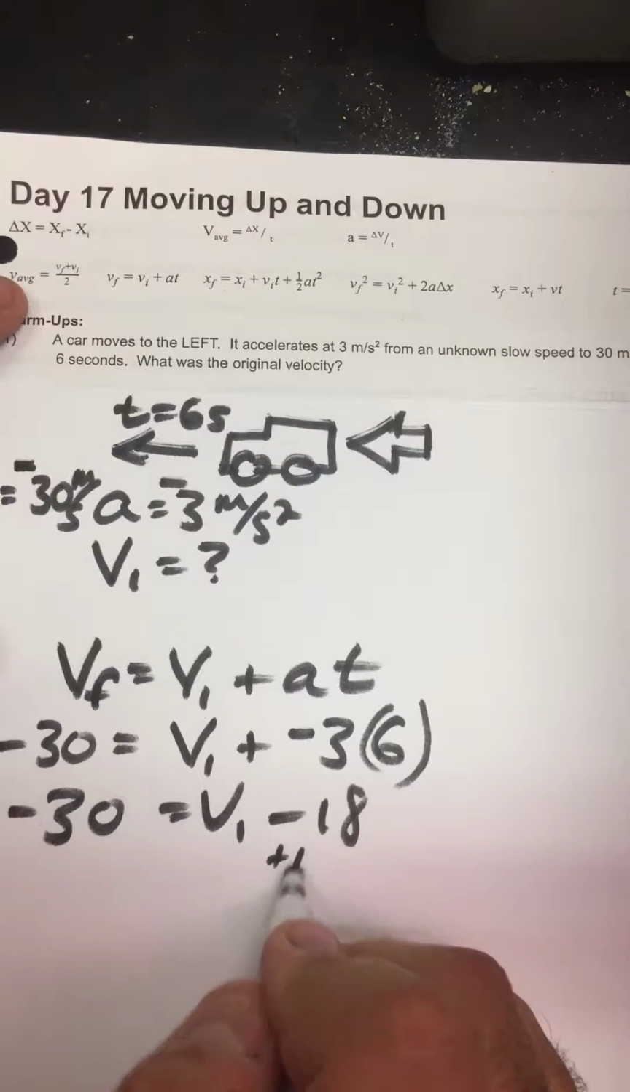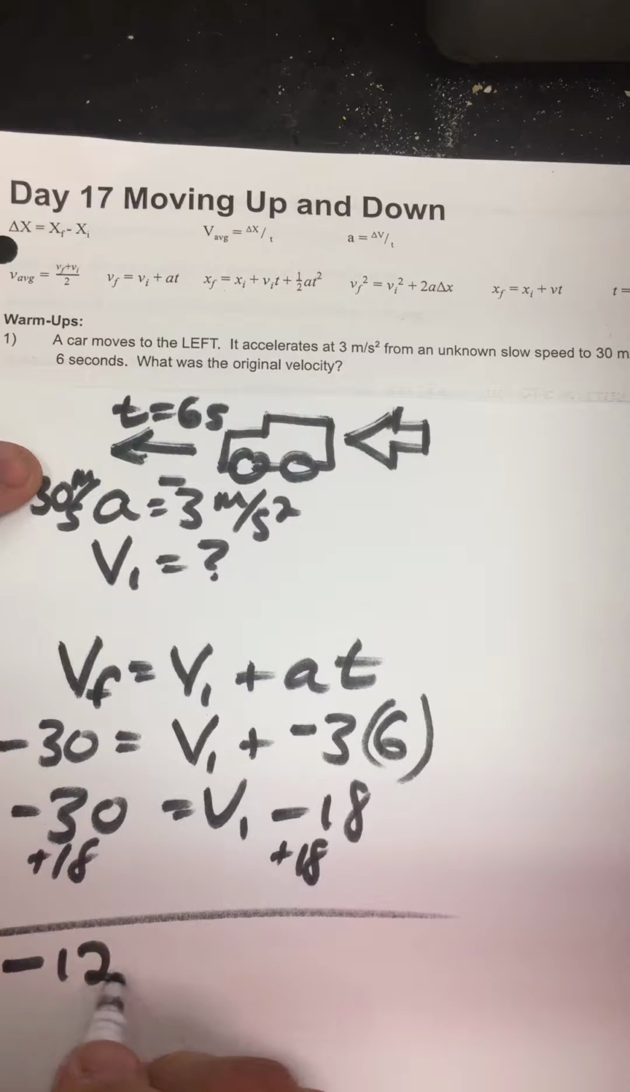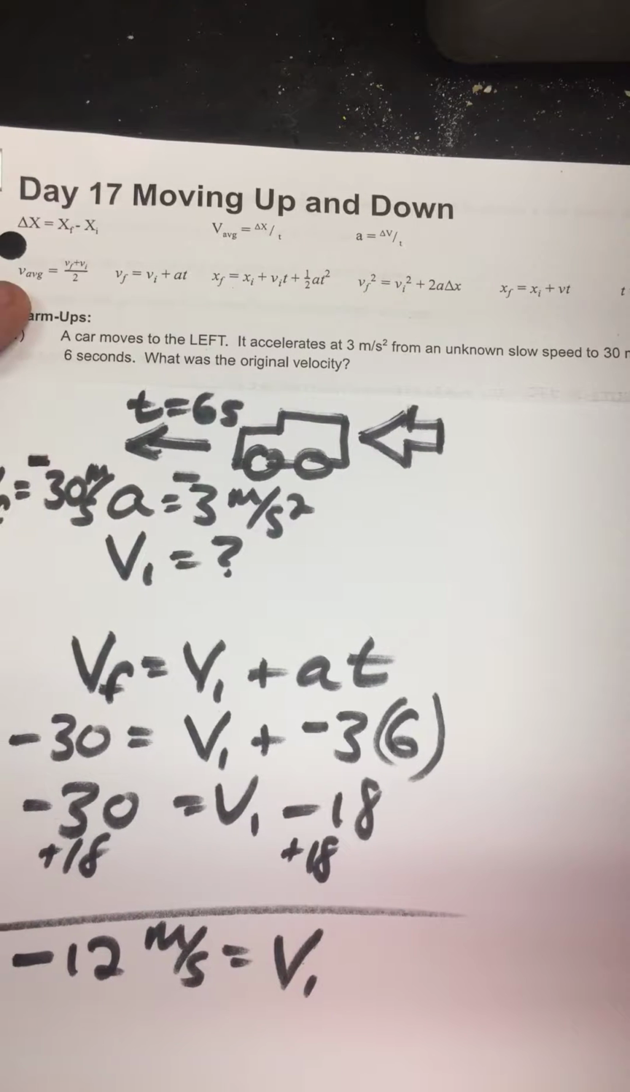Add 18 to both sides. We get negative 12 meters per second is the initial velocity.